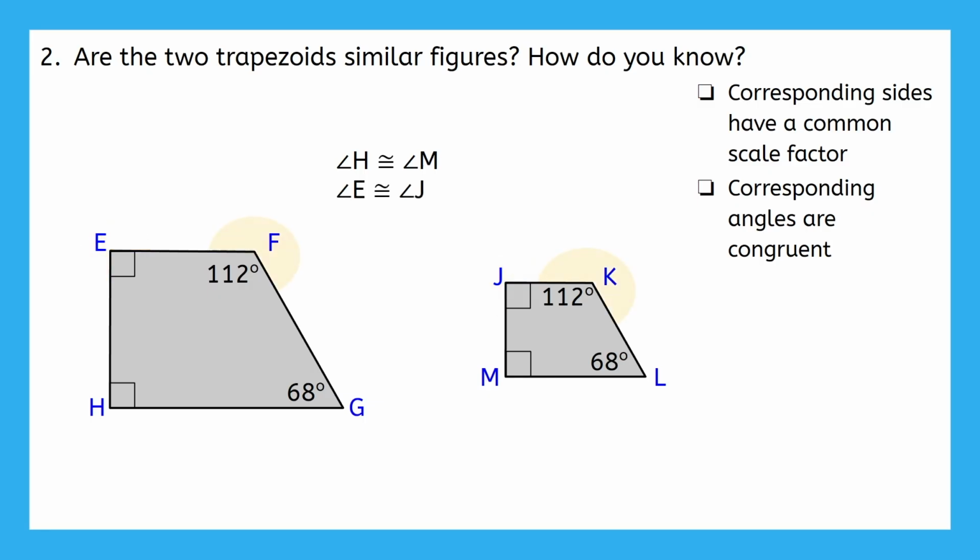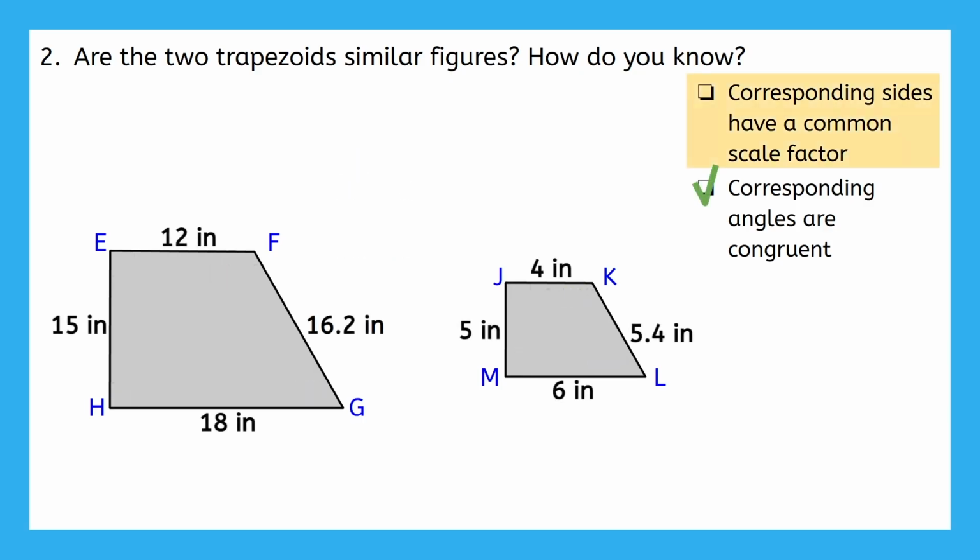Corresponding angles F and K both measure 112 degrees, so they're congruent. And the final pair of corresponding angles, angles G and L, are both 68 degrees, so they're congruent too. This means all pairs of corresponding angles are congruent. Checking whether the corresponding sides are proportional or have the same scale factor is going to need some calculations.